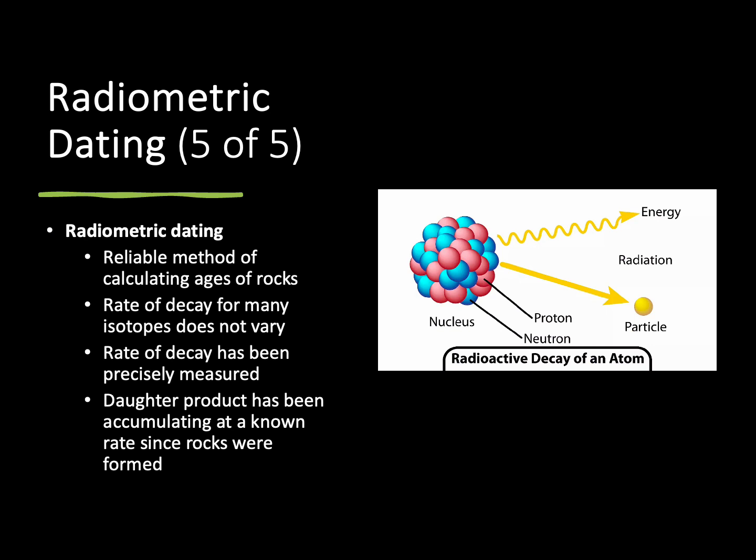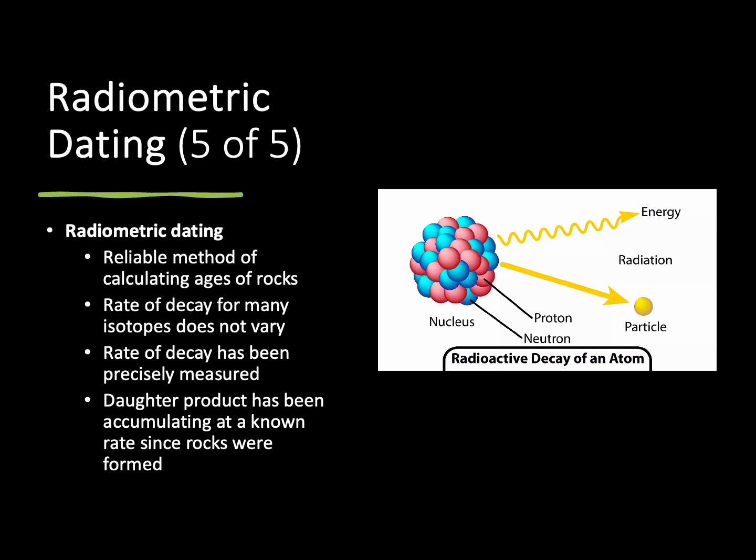Radiometric dating is going to be very different from our relative dating. With radiometric dating, this is an incredibly reliable and accurate way to calculate an exact numerical age for a rock. And the reason why it's so reliable is because the rate of decay, the amount of time it takes for a parent isotope to decay into that daughter isotope, never changes. And we've been able to very precisely measure that rate of decay for lots of different elements.